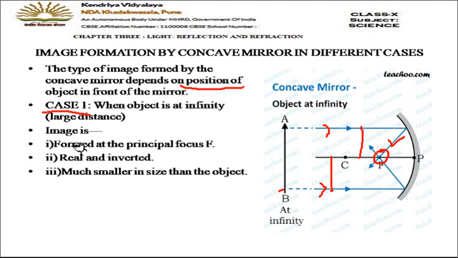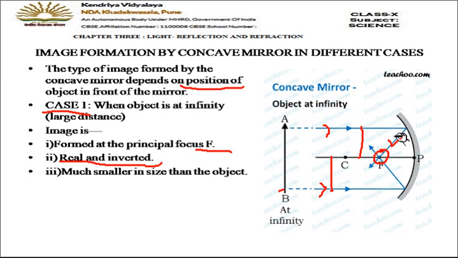Where will the image be formed? The image is formed at the principal focus F. Fine, so here the image will be formed. Now what type of image will it be? It is written real and inverted. Fine, real and inverted. Why real?